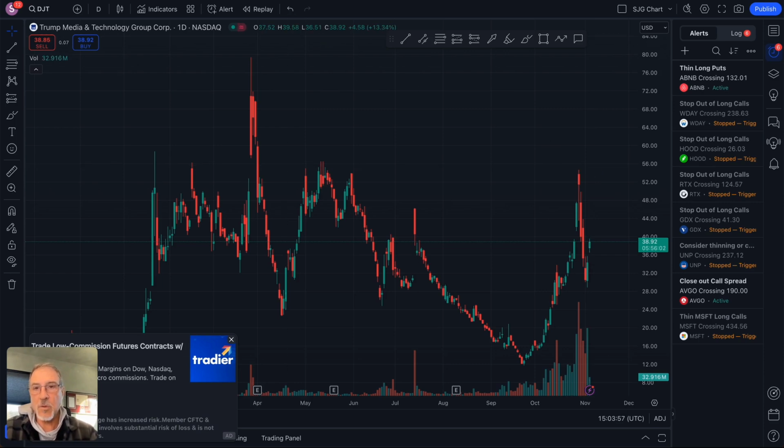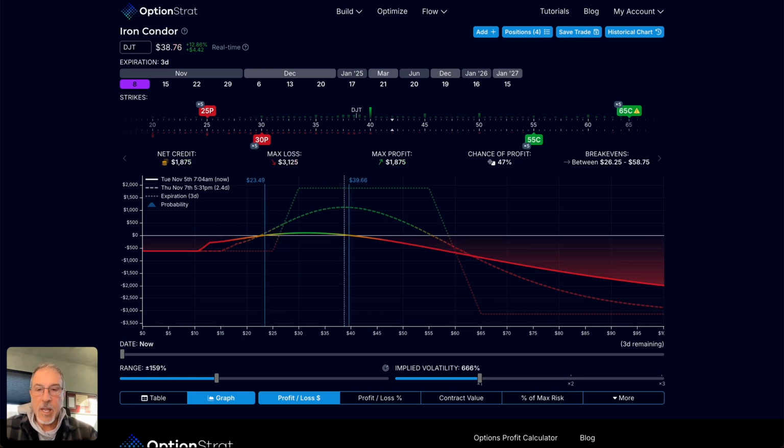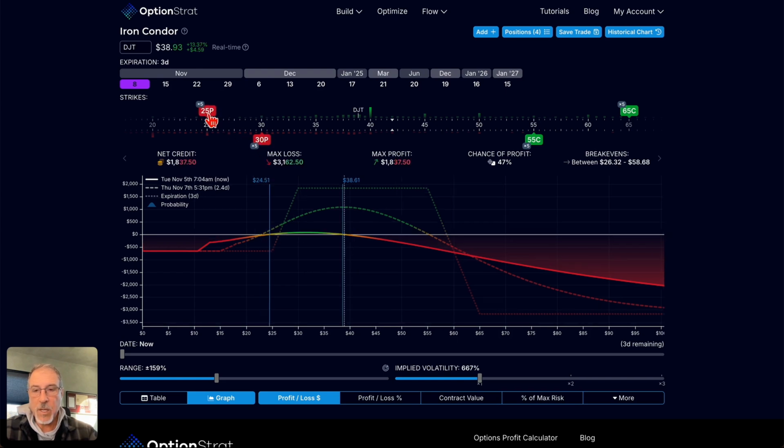And I want to show you something here because this is a bit of an anomaly. You don't normally see this. And the anomaly is that you can see I'm looking at a condor here that is 5 points wide on the downside, 10 points wide on the upper side. But look how far away my strikes are from the current money. We're trading at 39. I'm putting this strike all the way out here at 55, 16 points above where the current market is.